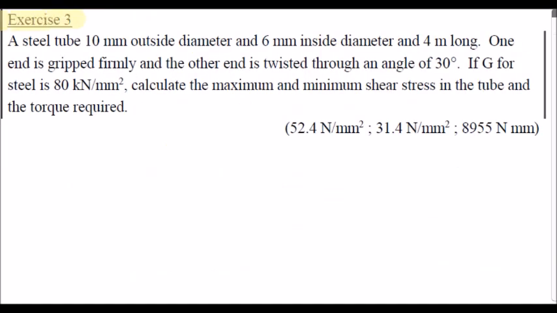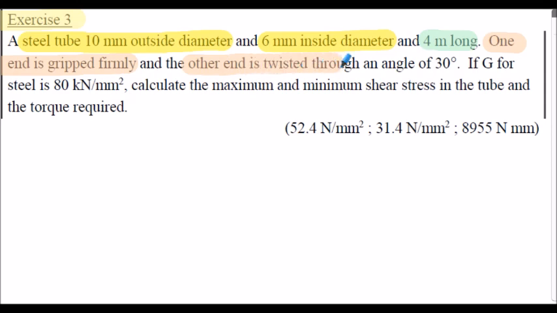Exercise 3. A steel tube 10 mm outside diameter and 6 mm inside diameter has a length of 4 meters. One end of the tube is gripped firmly and the other end is twisted through an angle of 30 degrees. If shear modulus G for the steel is 80 kilonewtons per millimeter squared, we're asked to calculate the maximum and minimum shear stress in the tube and the torque required.